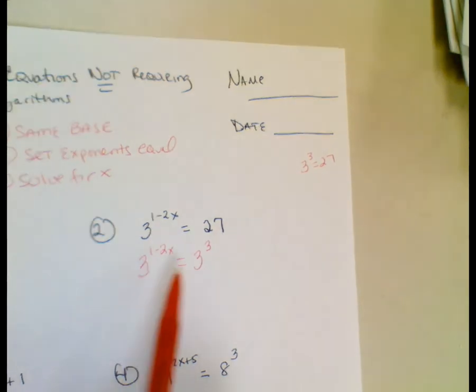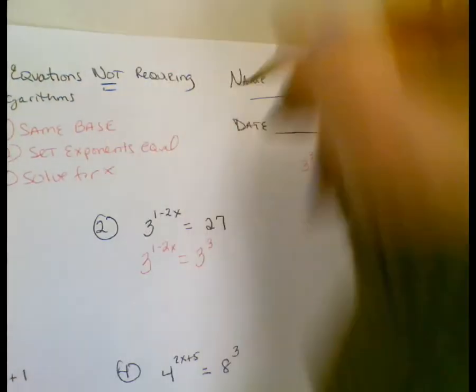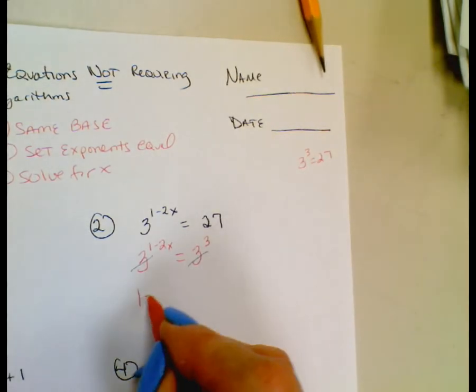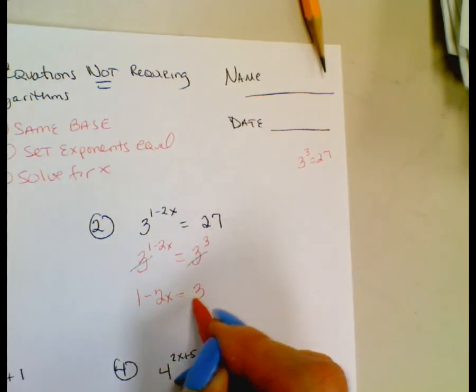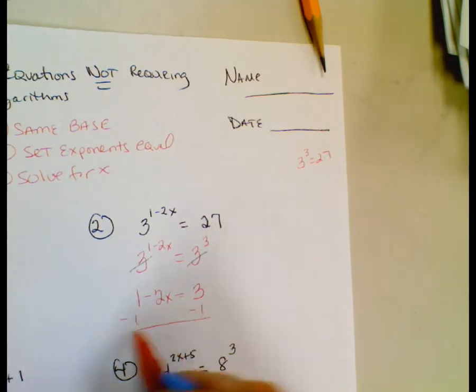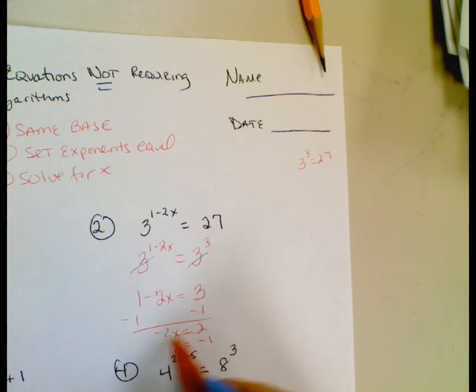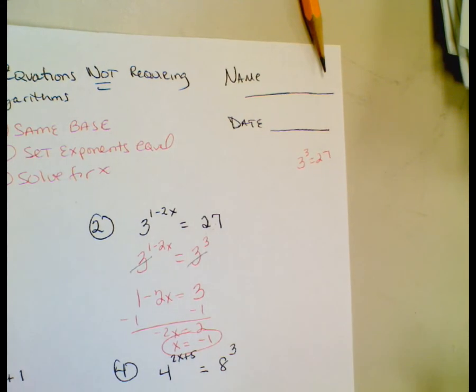Now you'll notice that they have the same base. So you kind of ignore these. You don't look at those, you set the exponents equal. So you have 1 minus 2x equal to 3. Subtract 1 from both sides. Divide by negative 2. And your answer is negative 1.